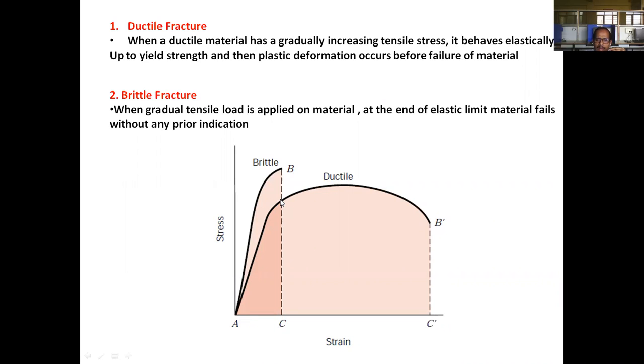But after this yield point, if we keep on increasing stress, what will happen? There will be plastic deformation, and material will fail at point B dash. Due to this plastic deformation, we call such materials ductile. This is the case with all ductile materials, and this fracture at point B is called the ductile fracture. Material is not failed at elastic limit, not failed at yield point, but plastic deformation continues and failure occurs at point B. So this is ductile fracture or ductile failure.